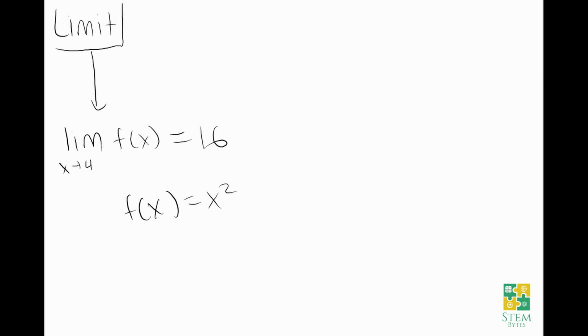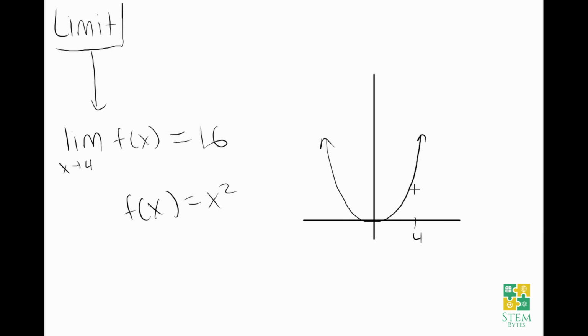Because when we saw in the graph, if I graph everything again, when you're at 4, you have this point here at 16, and as x approaches 4 from both sides, it gets closer and closer to 16. So that's why the limit as x approaches 4 of f of x is 16.